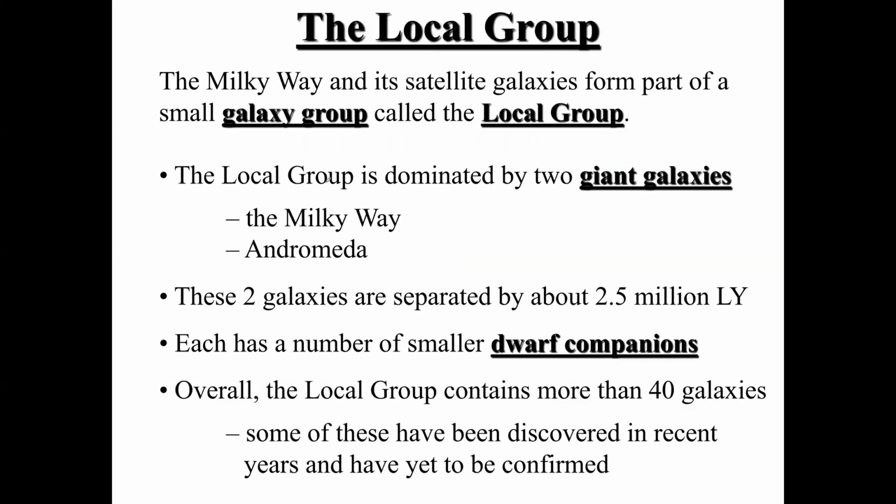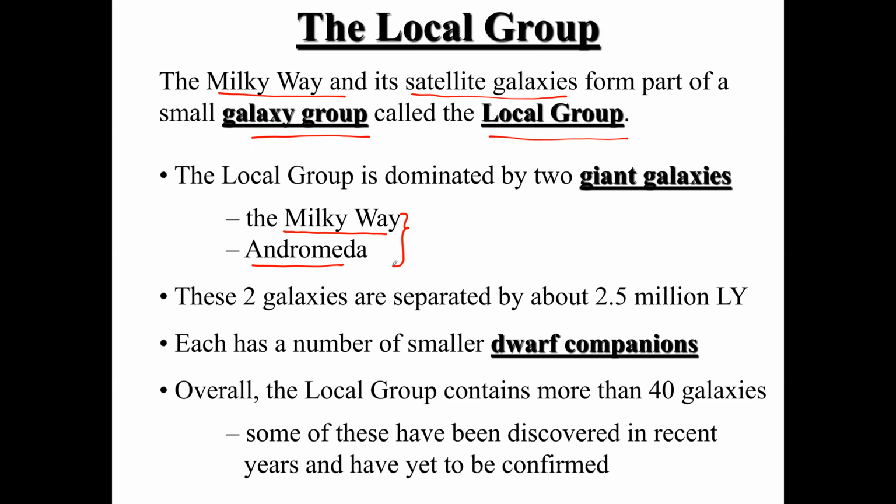And now let's look at our own Milky Way. Our Milky Way and all its satellite galaxies, remember that we mentioned that there are 16 of those satellite galaxies of the Milky Way. So all of them actually belong to a group called the Local Group. And this Local Group is dominated by two giant galaxies, the Milky Way, which is our own galaxy, and the Andromeda galaxy. So these are the two galaxies that belong to our own Local Group.